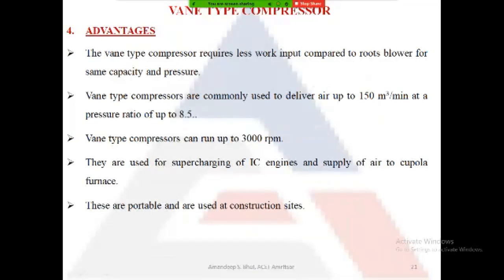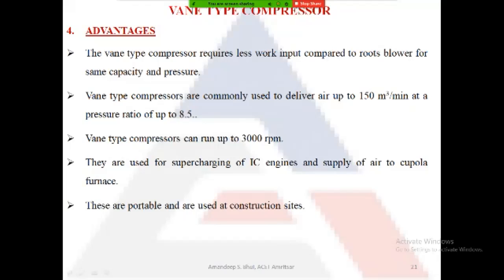Now the advantages of using a vane type of compressor are that it requires less work input compared to the roots blower for the same capacity and pressure. It can deliver up to 150 meter cube per minute, and it can achieve a maximum pressure ratio of 8.5 as compared to that of a roots blower. The roots blower's maximum compression ratio was 3.6, but in the case of a vane type compressor, we can achieve a higher pressure ratio, that is 8.5. Now the vane type of compressor can run at a speed of 3000 rpm.